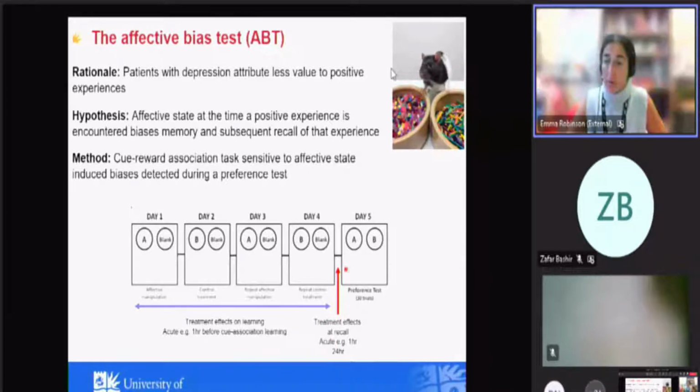So we developed a protocol where we establish a biased memory. We generate a negative affective bias, which, under control conditions, will generate a bias away from the substrate learned under the affective state. But in order to see if that can be manipulated, if that can be altered, we pre-treat here. We give a drug either 1 hour or 24 hours before we do this retrieval, this preference test, before we ask them to retrieve the memories. So that's the basic protocol that we use.